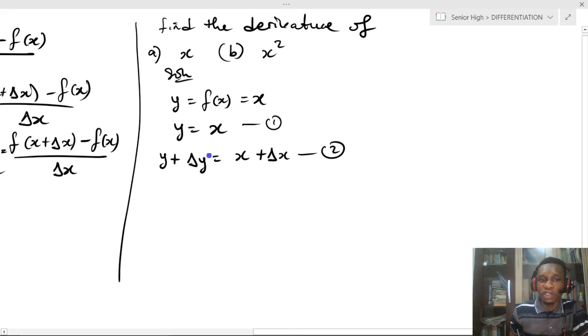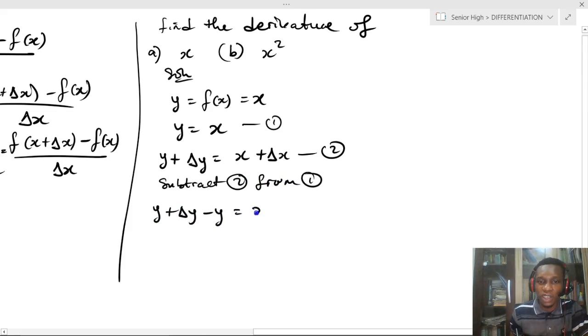So now let's subtract equation 1 from 2, and that'll be what? Y plus change in y minus y is equal to what? X plus change in x minus x, right? So what happens here? Y minus y is out, so we have change in y is equal to what? X minus x is out, so we only have change in x straight away here.